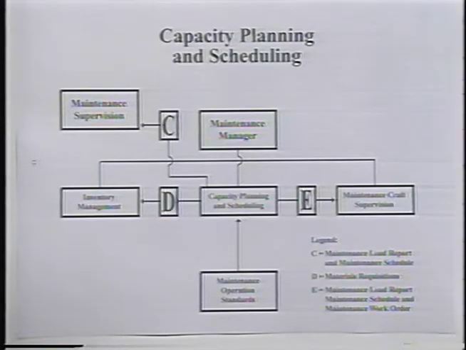Item number E and C, coming out of capacity planning and scheduling, are for maintenance supervisors and, let's say, maintenance managers. And the legend on item number C indicates that this consists of a load report and maintenance schedules. As I indicated, D is for the spare parts requirements, and then E consists of 3 individual source documents. A load report, similar to what is in C. The schedule, again, similar to what is in C. But most importantly, the individual maintenance work orders.